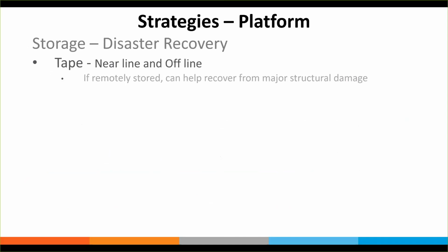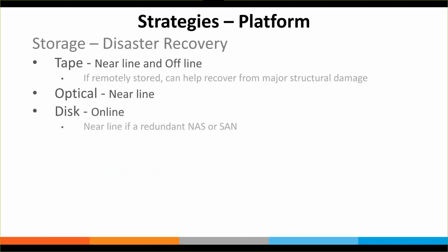Disaster recovery is often done on tape, nearline and offline usually, if remotely restored. That's your best bet to get back from a major structural problem. Optical storage is usually done nearline. Disk is usually online. Nearline if it's redundant NAS or SAN.